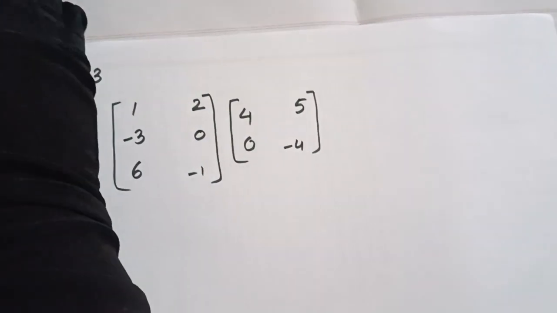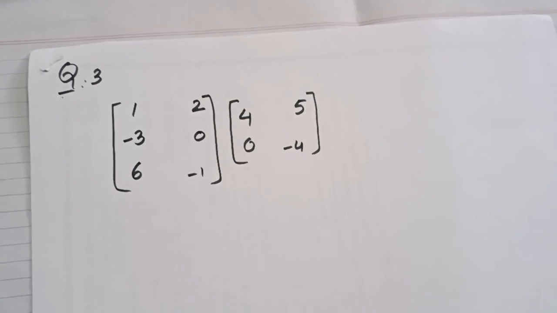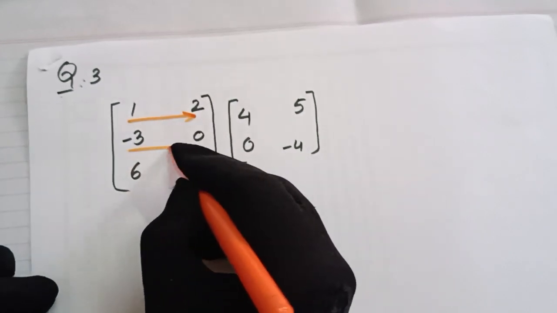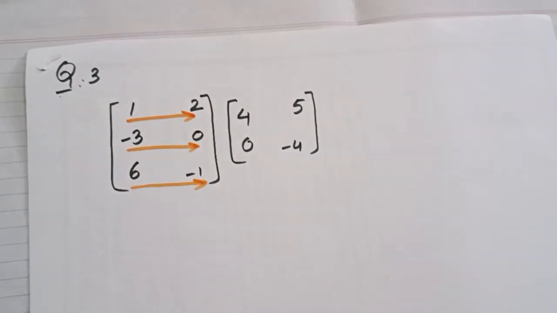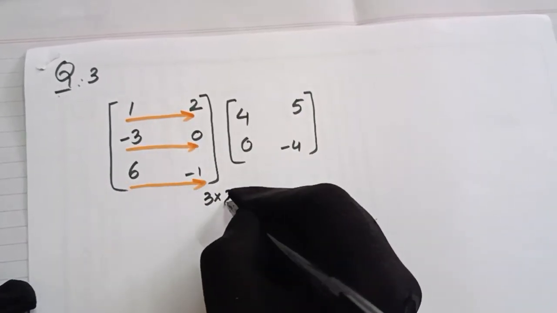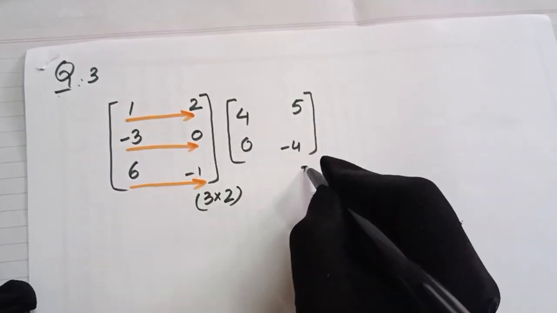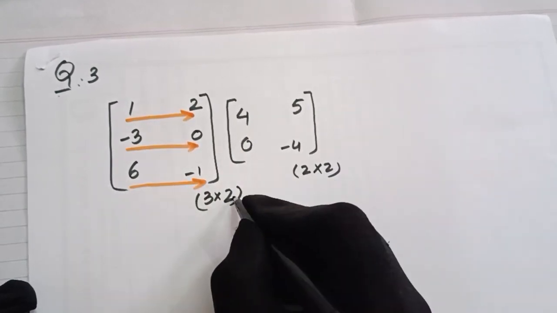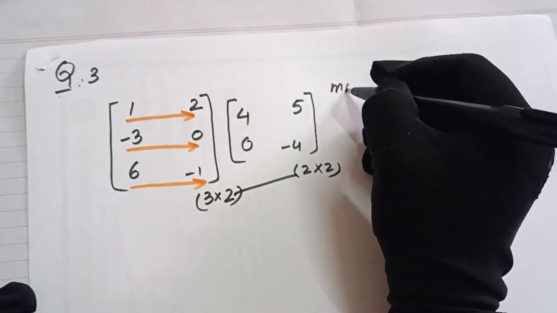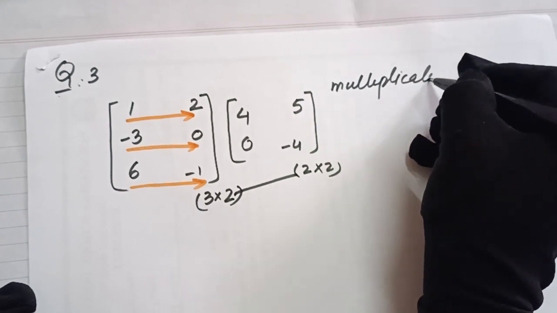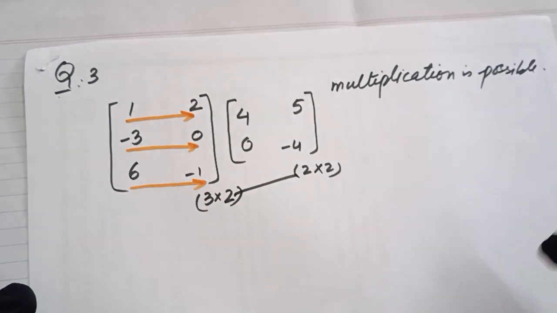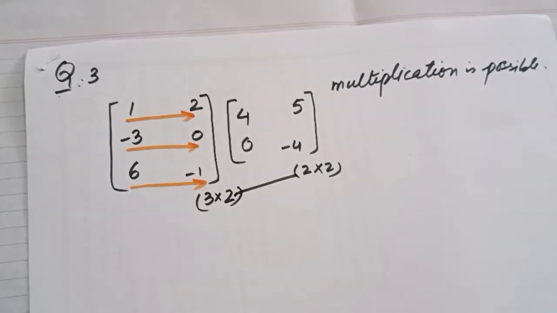And that's fine. Now, the next case I have taken is for matrices in which there are 3 rows. But first we have to check the order. 3 rows, 2 columns; 2 rows, 2 columns. Because the number of columns equals the number of rows, multiplication is possible. Okay, fine. Now we will start multiplication.